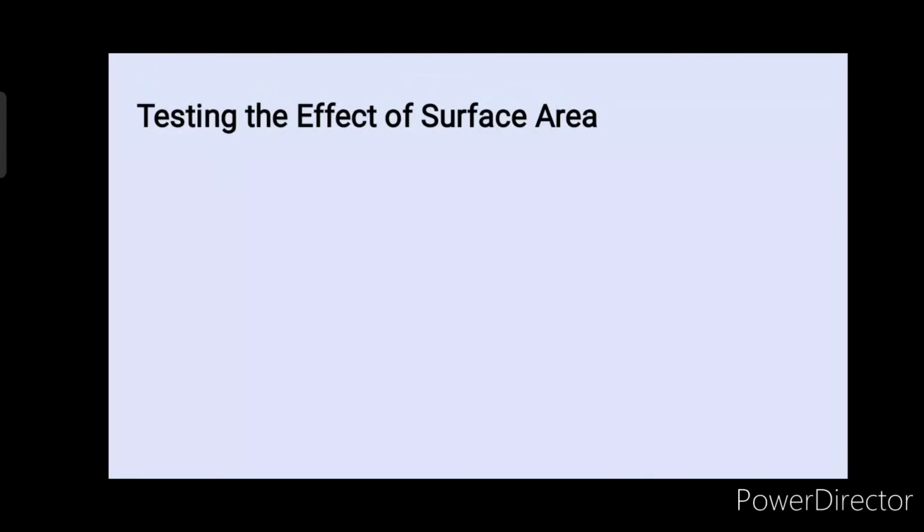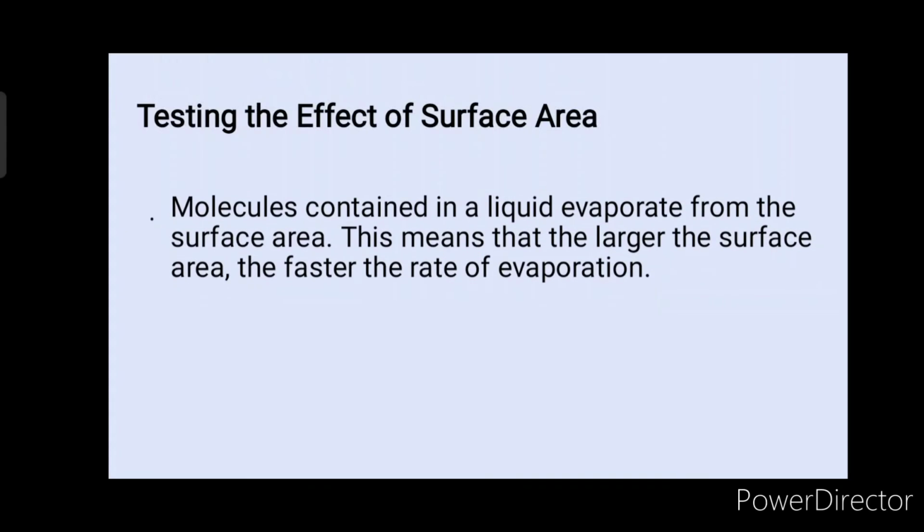So, testing the effect of surface area. Molecules contained in a liquid evaporate from the surface area, and this means that the larger the surface area, the faster the rate of evaporation. To prove this, we have an example experiment.